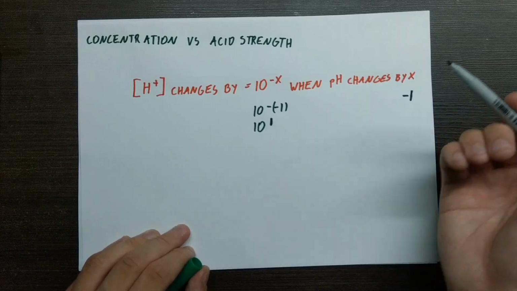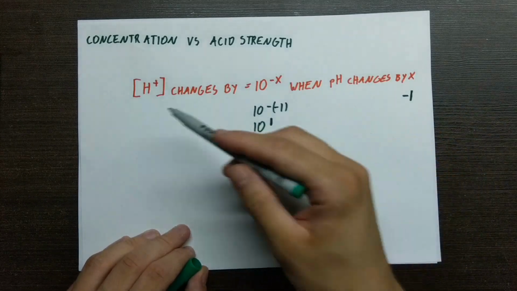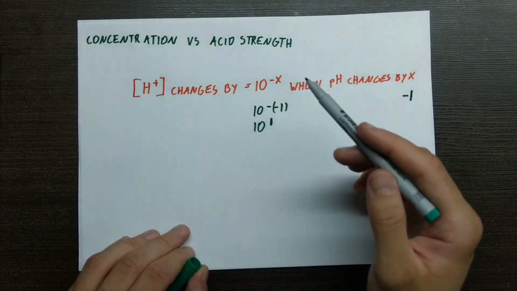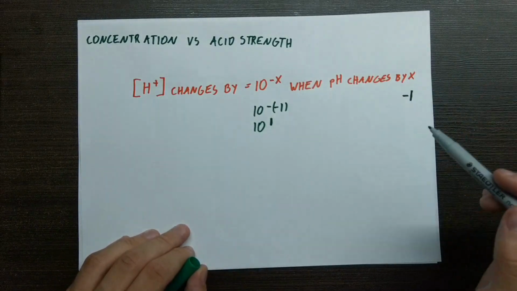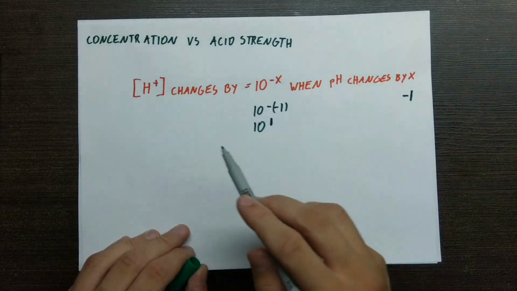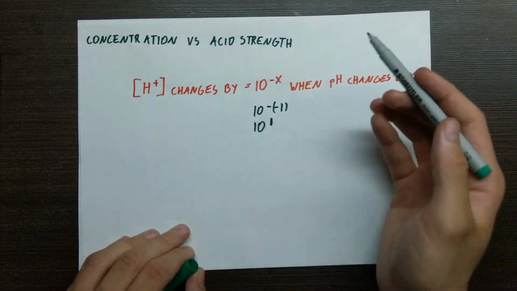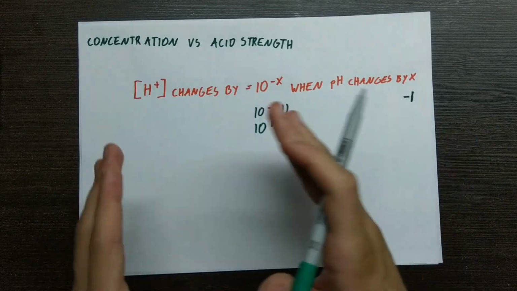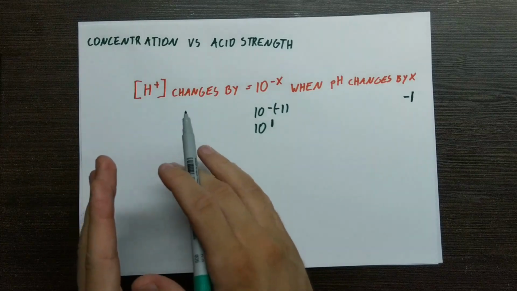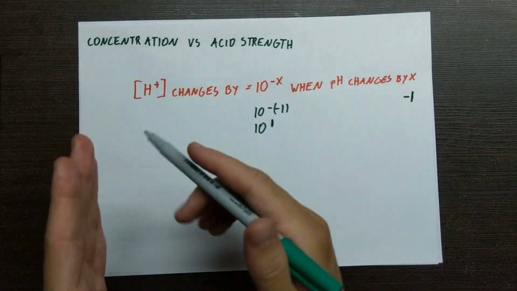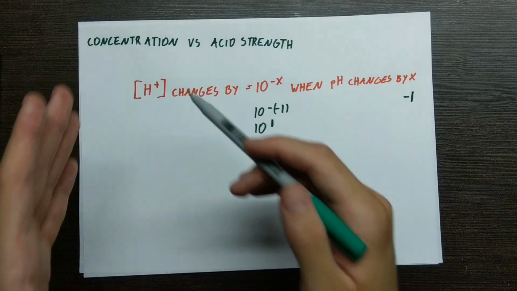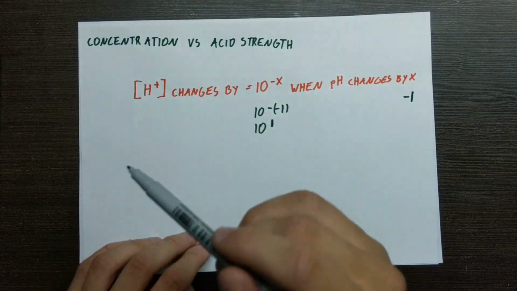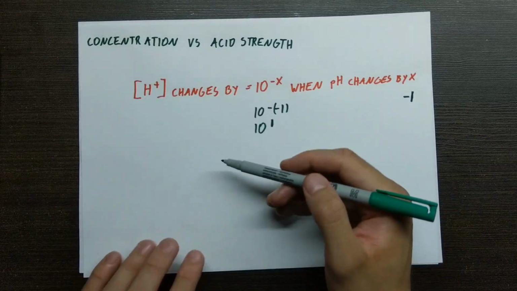If we decrease pH by 2, then the H plus concentration will increase by 100 times. If we decrease pH by 3, the H plus concentration will change by 1,000 times. Now, why am I telling you that? Because I'm trying to show you that the pH measures the concentration of H plus ions, of the protons. And I will explain to you what's the difference between concentration and acid strength.